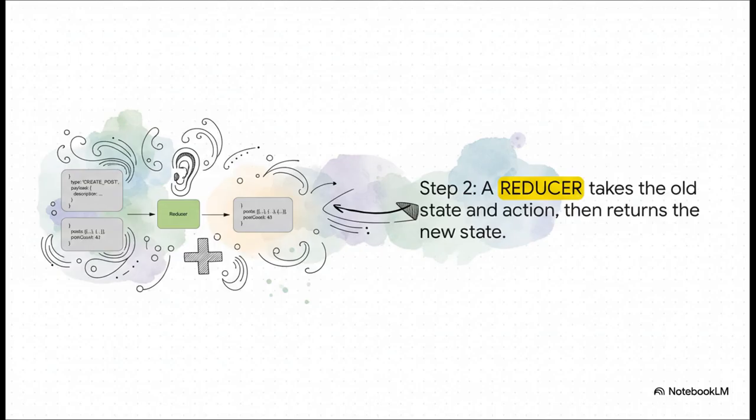The reducer is like the manager on duty. It sees that create post action come in, it takes the old state and the new post from the action's payload, and then it computes a brand new state object with that new post added to the list. Notice I said brand new. It doesn't change the old state, it creates a fresh copy.